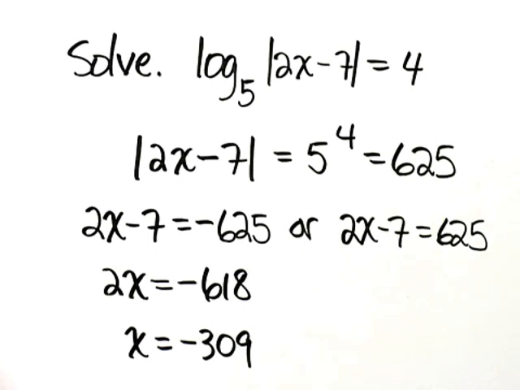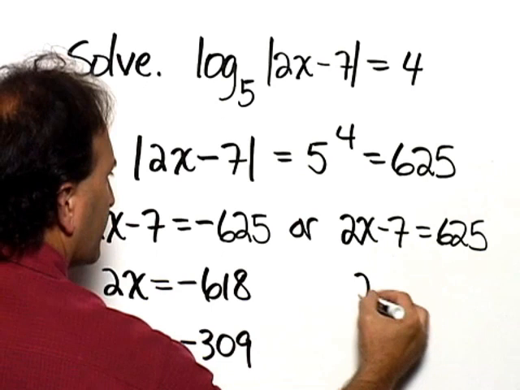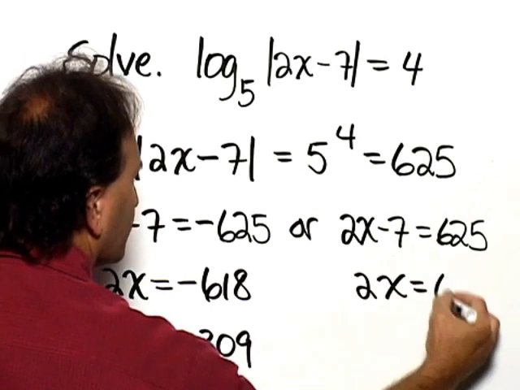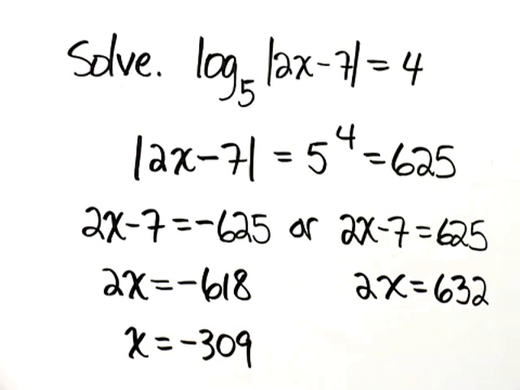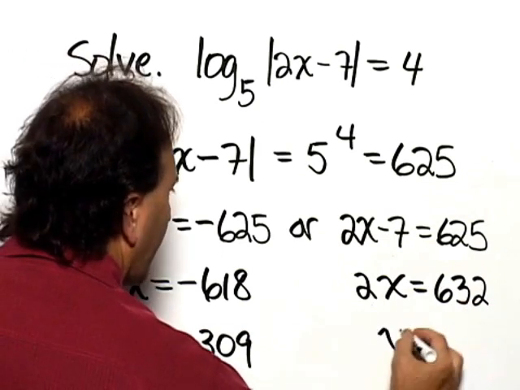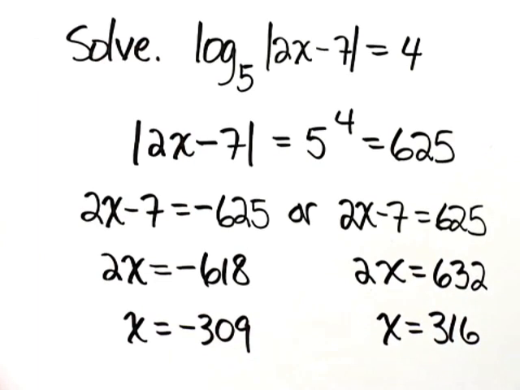Let's solve the other linear equation. Adding 7 to both sides, we get 2x is equal to 632. Dividing both sides by 2, we have x is equal to 316.